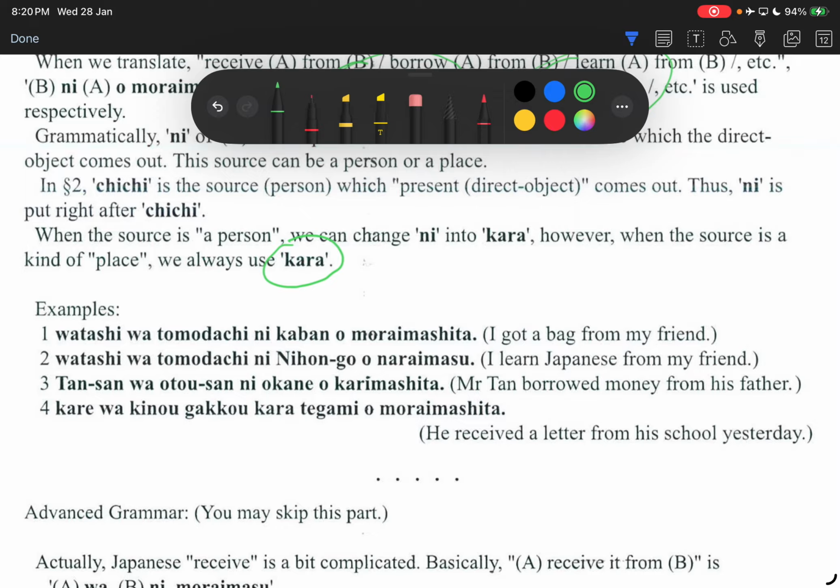So in this sentence, 私は友達に日本語を習います。Okay, so what do you want to say? Can 日本語は習います be used in this sentence? No. 日本語は習います simply means learn Japanese. Who is your subject? There's no subject here. So we will still continue to say 日本語を習います.